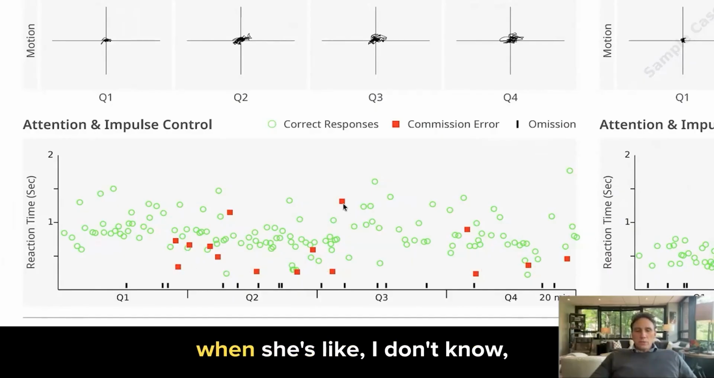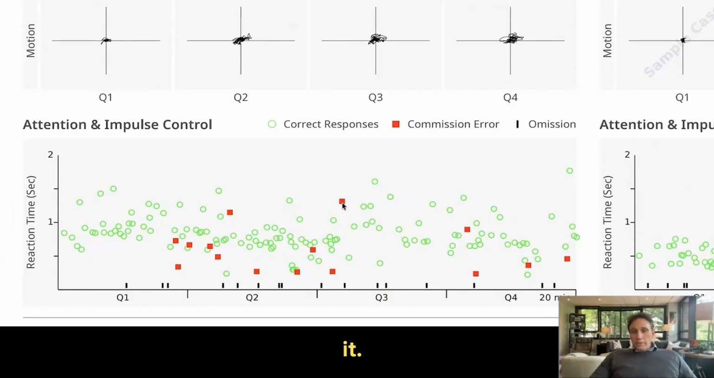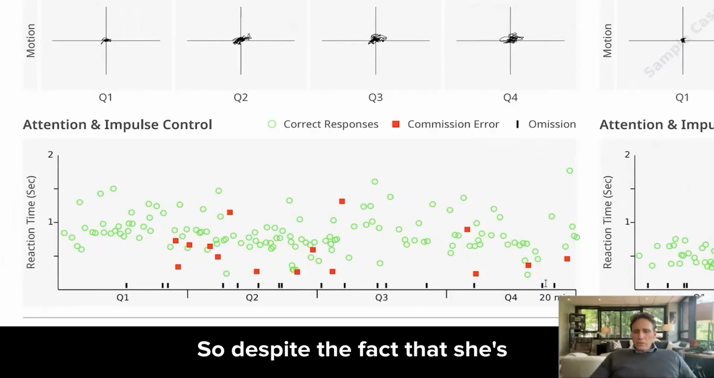But sometimes we have times when she's like, I don't know, was that a blue square? I don't want to miss it, so I'll click it. We see a consistent pattern of omission errors throughout the test. So despite the fact that she's often clicking when she shouldn't, there are still times when she's just missing them. It doesn't start until about the 2.5 minute mark though. She does really quite well for that first 2.5 minutes. She just can't sustain it.